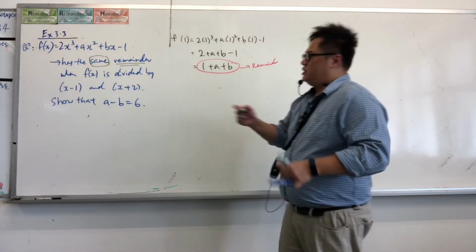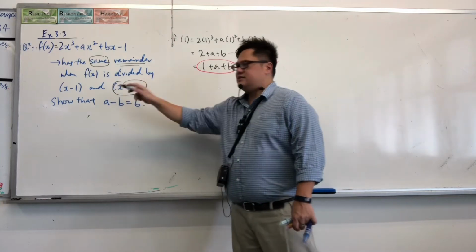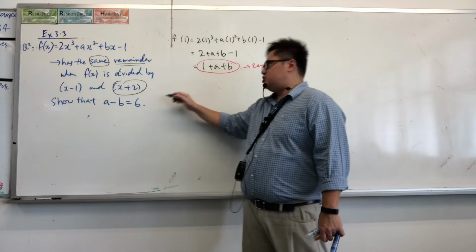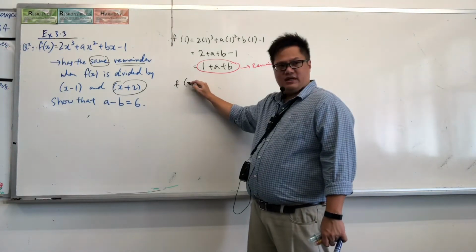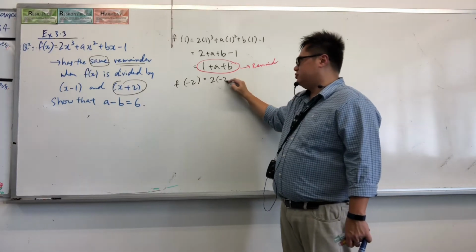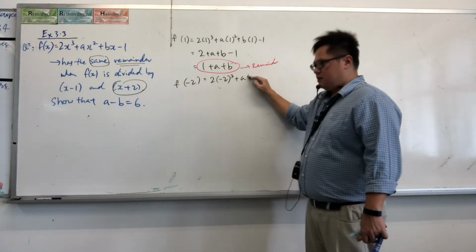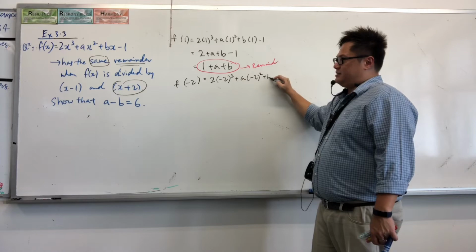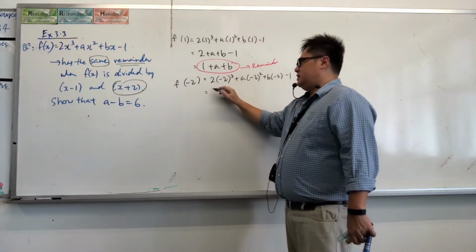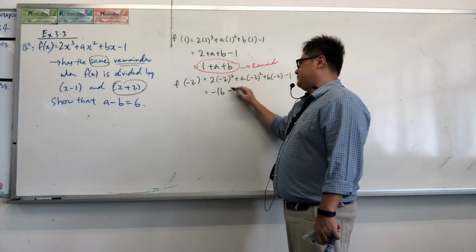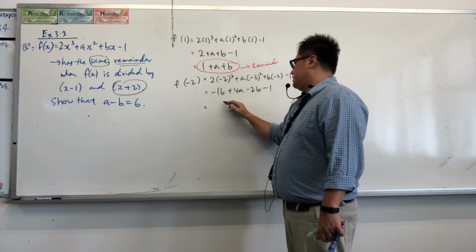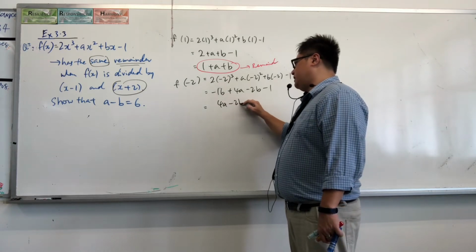Next, you're given that f(x) has the same remainder when divided by x plus 2. So f what? Minus 2. Angelina, okay? Plug it in. So 2 times minus 2 cubed plus a times minus 2 squared plus b times minus 2 minus 1. Let's tidy this up. Negative 16 plus 4a minus 2b minus 1. Tidy this up: 4a minus 2b minus 17.